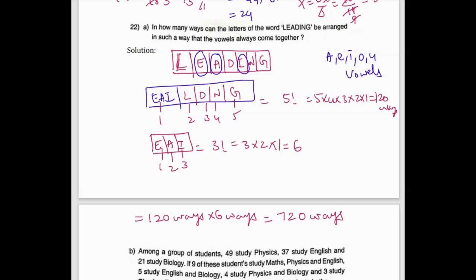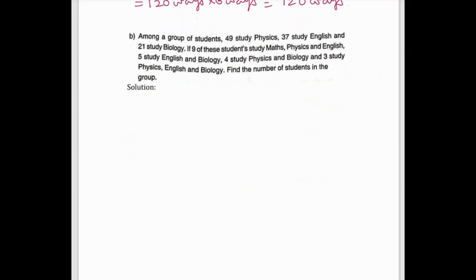Then moving with the next question we have here. Group has students. Okay, so they have given physics, English, and biology. So here we'll take letter P be the students studying physics.